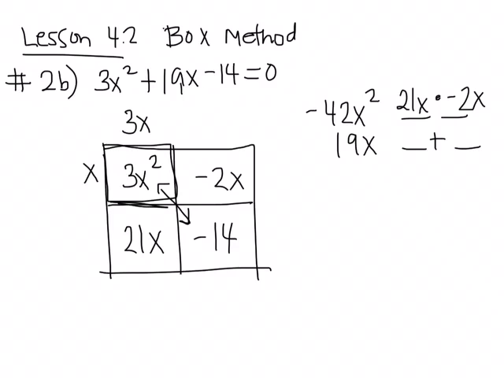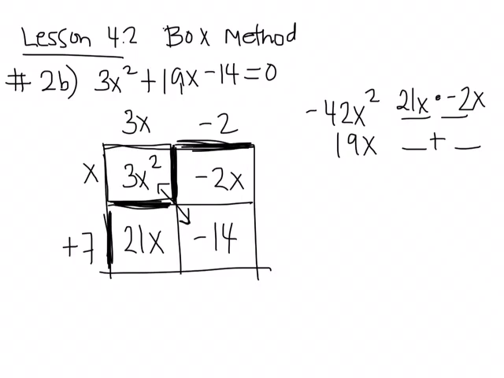Now that I know that this top piece is 3x, I have to find this side length. If this is 3x, I have to get 21 by multiplying with positive 7. So positive 7 times 3x would give me positive 21x. That would work for your 21x. Next, I know that this side length right here is x, so my job is to find this one as well. So x times what number would give me negative 2x? That would be negative 2.